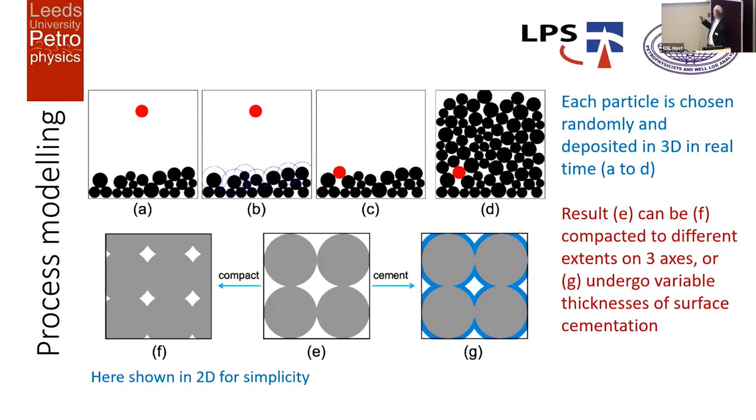But we can also take this 3-dimensional model and make it more compact by pressurizing it numerically, or we can grow cement on the surfaces of the grains to see what cement is going to do. And I'm going to show you now the results of that data in 3 dimensions.